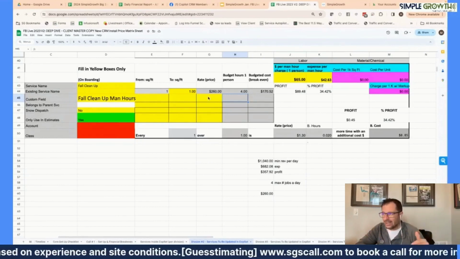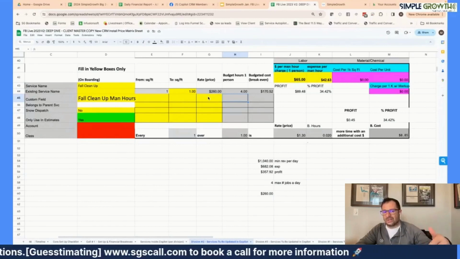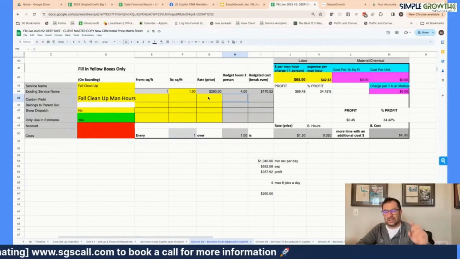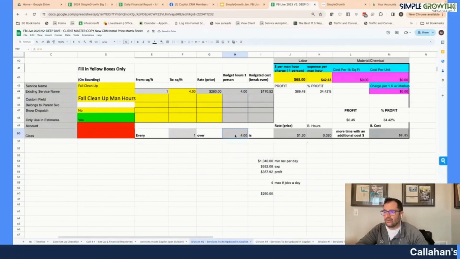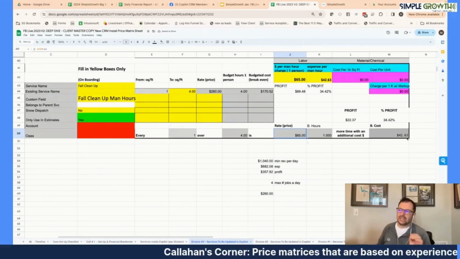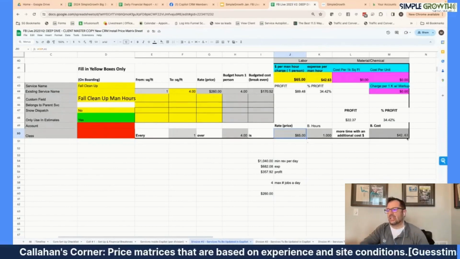So if it's only an hour, we're still going to charge $260. If it's 2 hours, it's still $260. 3 hours, $260. 4 hours, $260. But if it's 5, we're charging more. So from 1 hour to 4 hours, budgeted time is $260. Every 1 hour over the first 4 hours is an additional hour and $65, and it's costing you $42.63. So Josh, this is how we're setting up a time-based estimating based on your experience on the job.